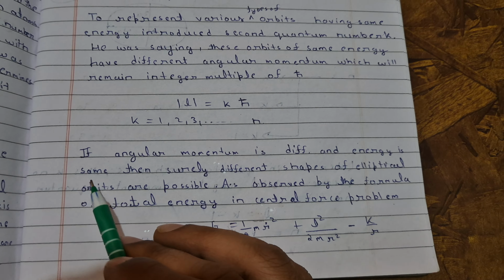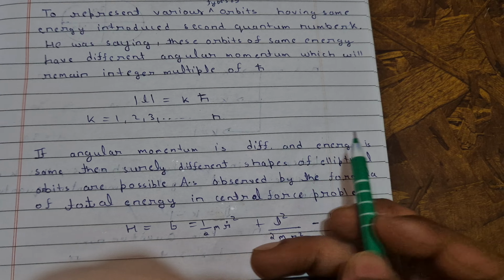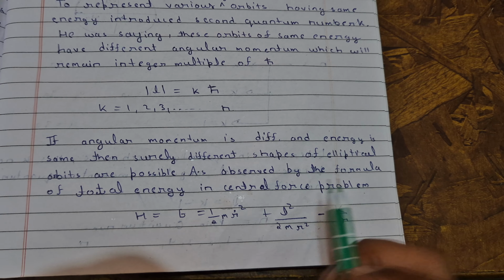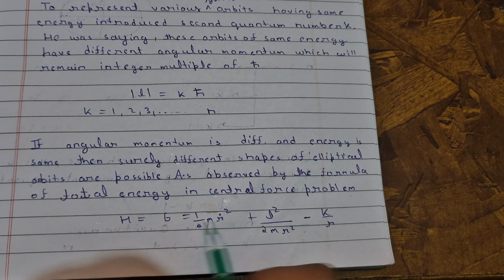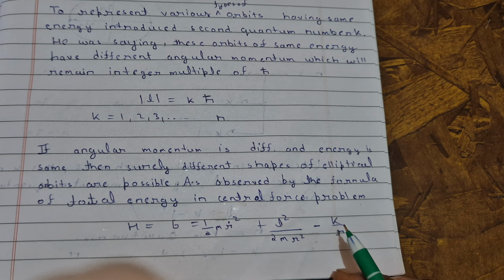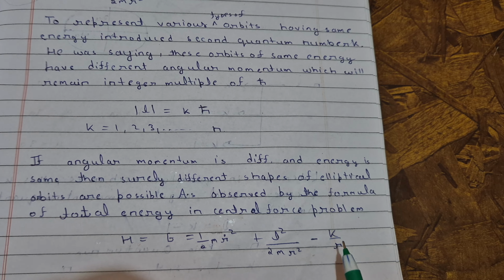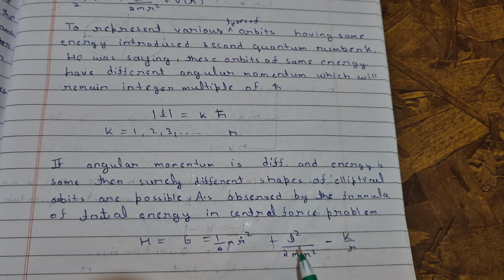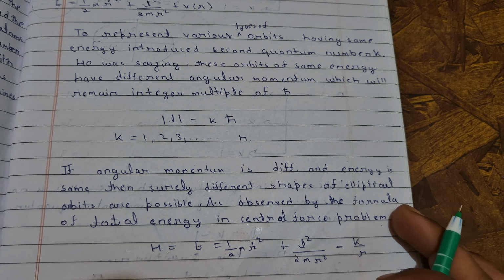Now in this equation, if angular momentum is different and energy is the same, then surely different shapes of elliptical orbits are possible, as observed from the formula of total energy in the central force problem. In place of the potential energy V(r), we can write minus k by r, as we know in the central force system. k is nothing but G m m, and r is the radial distance. That's how we define this total energy.